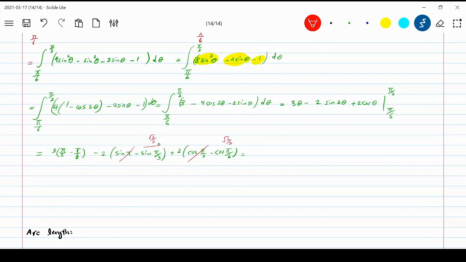So what do we have? We have 3 pi over 2 minus pi over 6, by the way. This is 3 pi over 6 minus pi over 6. That is 2 pi over 6, so pi over 3. 3 times that would be pi, minus 2 times negative root 3 over 2, so plus 2 plus root 3, and plus 2 times that and minus root 3. So at the end you simplify, you get simply pi.